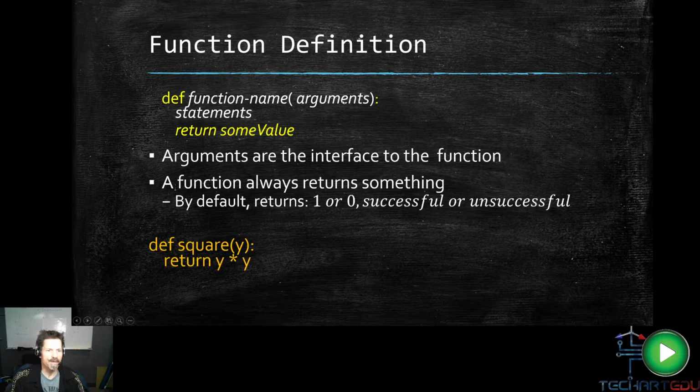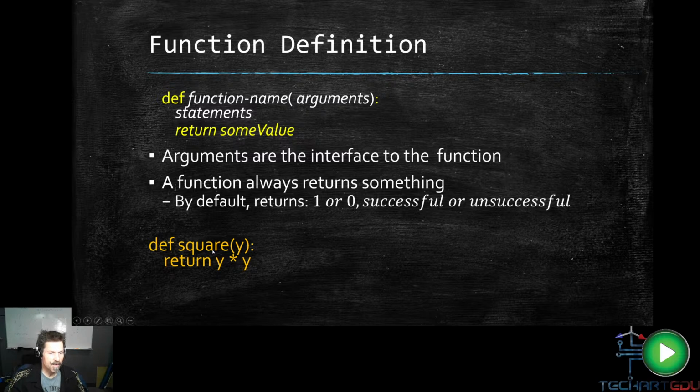The arguments going into the function are kind of like the interface of the function. It tells you how to configure and how to use the function. It explains how the function can be used. And a function always has to return some kind of value. If you don't have a return statement, then it's going to return a 1 or a 0 depending on whether it's successful or not.